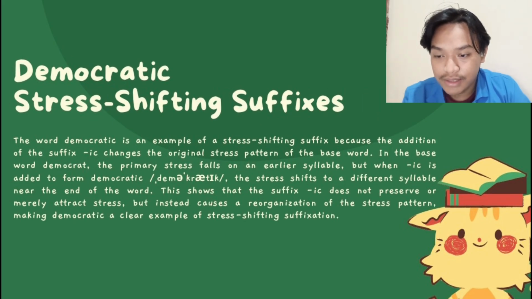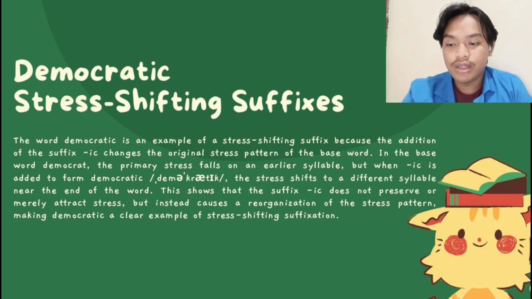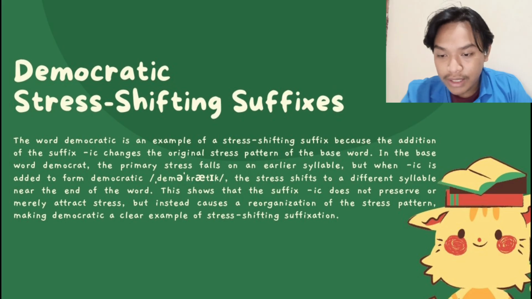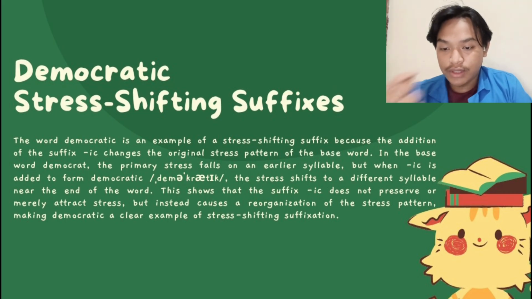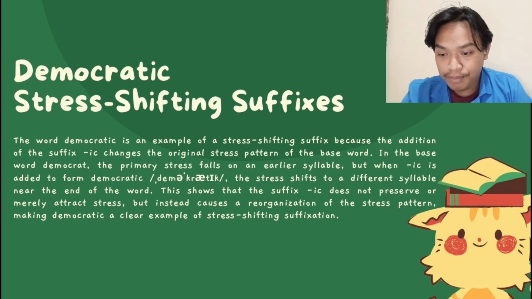Democratic. Stress shifting suffixes. The word democratic is an example of stress shifting because the addition of the suffix -ic changes the original stress pattern of the base word. In the base word democrat, the primary stress falls on an earlier syllable, but when -ic is added to form democratic, the stress shifts to a different syllable near the end of the word. This shows that the suffix does not merely preserve or attract stress, but instead causes a reorganization of the stress pattern, making democratic a clear example of stress shifting suffixation.